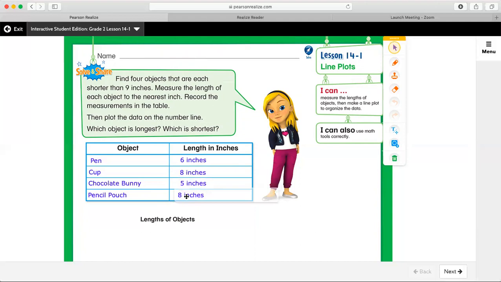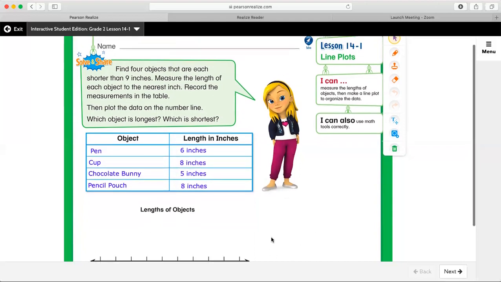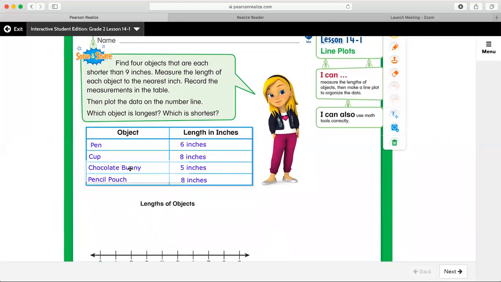Now, you can pause your video now if you need to fill in your table as well, but this is what your table should look like. The name of your object and how long each object is in inches. And we're making sure that our answers here are precise because we are writing the word inches. If you do not want to write out the whole word inches, you could do lowercase i, lowercase n, and a period. That's an abbreviation for inches.